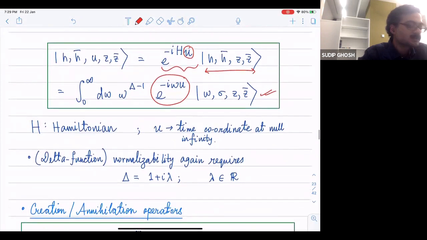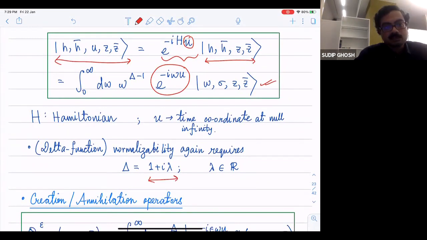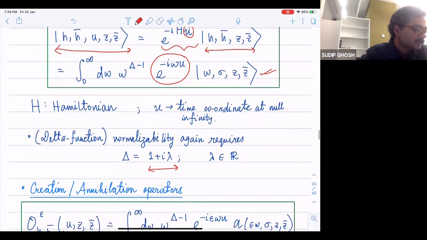So in this case as well, if you try to compute, let's say, the inner product of these modified Mellin transform states, then once again you will find that they are also delta function normalizable only when the scaling dimensions lie on the principal continuous series, which means that these deltas have to take the following form: 1 plus i lambda, with lambda being some real number.